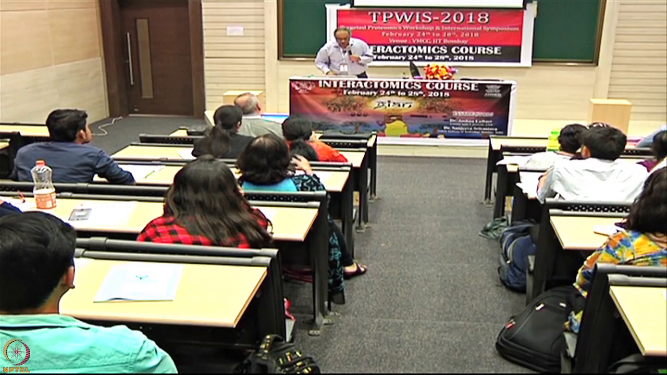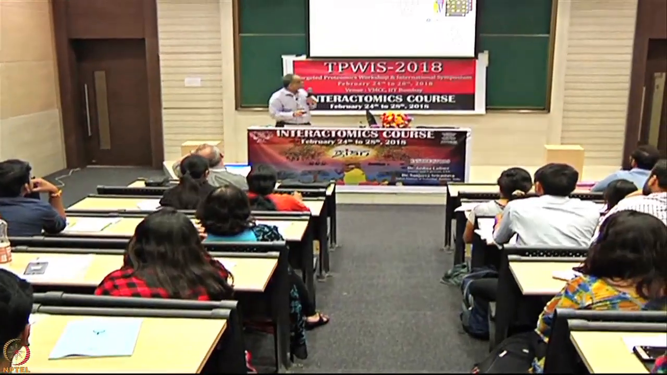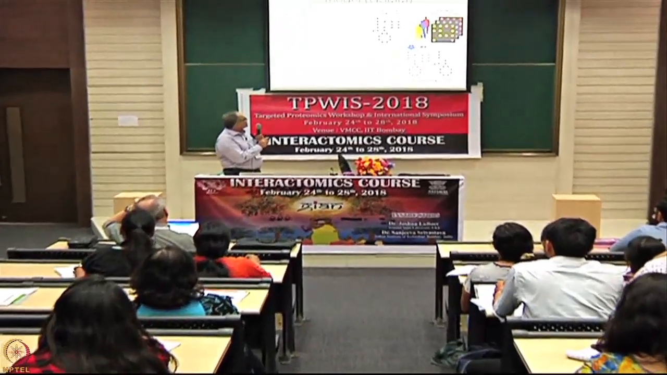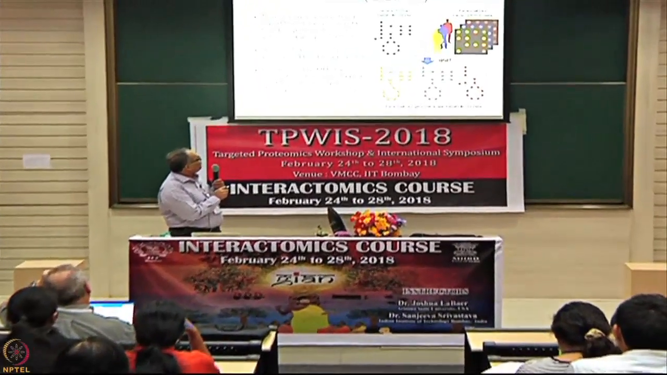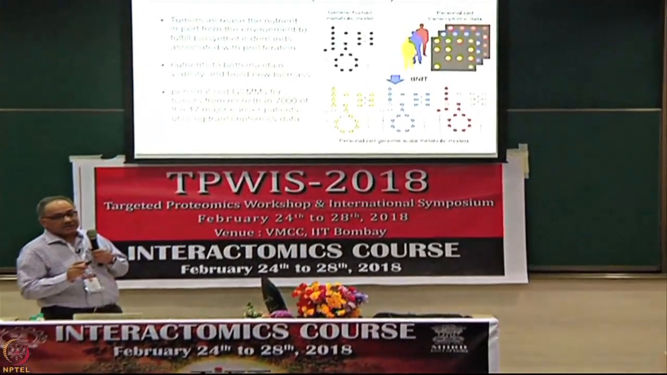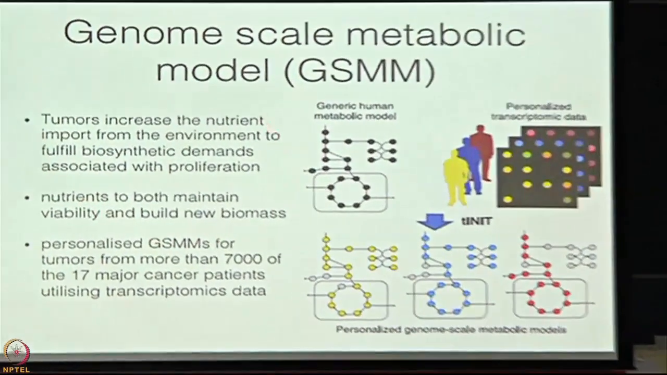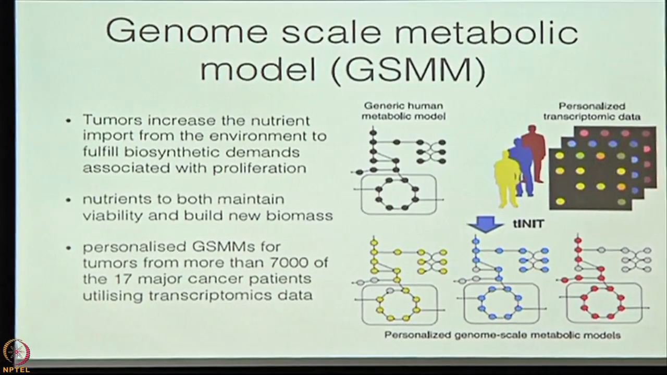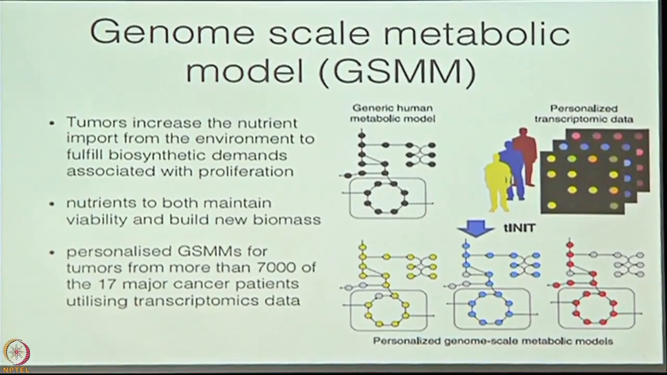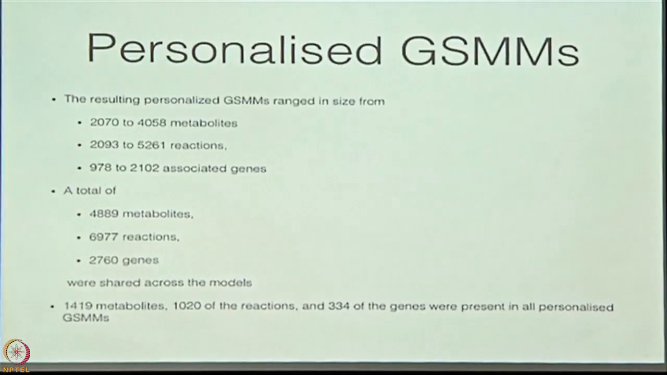Okay. So we carried out a personalized genome scale metabolic model for tumors from more than 7,000 of the 17 major cancer patients. And we expected something different because cancer cells pull in more nutrients from the surrounding and they build up more biomass. This is some of the statistics that it threw out. I won't go into all that except to say that 1400 metabolites, 1000 reactions and 334 genes were present in all the personalized models. It was common.